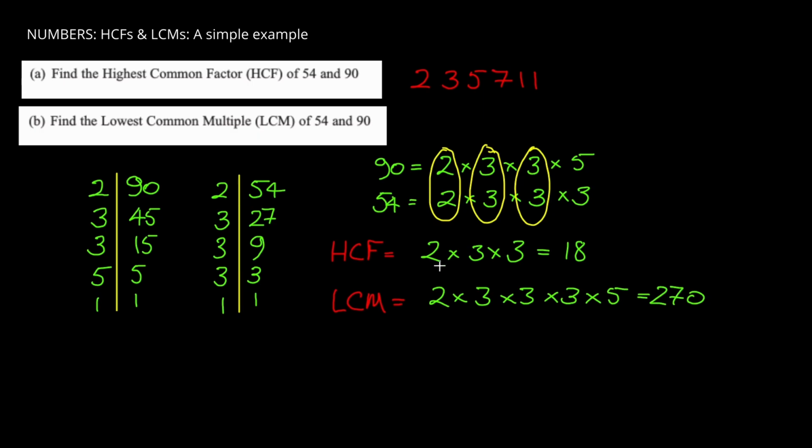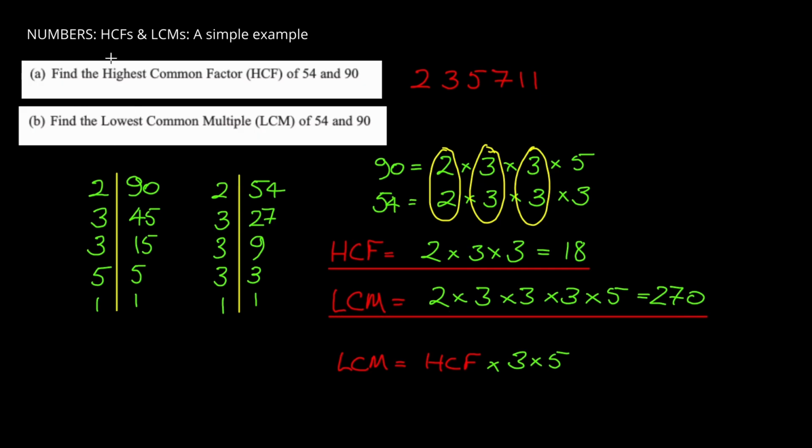I hope you've noticed there's a trick here. If we look at the highest common factor results of primes, it's exactly the same as how the lowest common multiple string of multiplied numbers starts as well. So in future, we can do this by saying, okay, if you want the lowest common multiple, we can just say it's the highest common factor, 18, multiplied by the numbers that didn't pair up. So I can say that the lowest common multiple is equal to the highest common factor, in this case multiplied by 3 multiplied by 5. Still, these are your two answers.